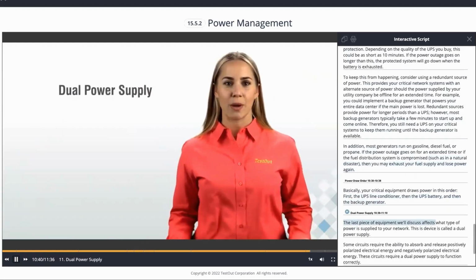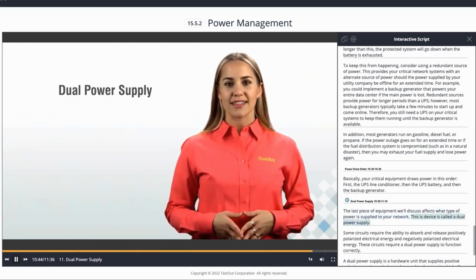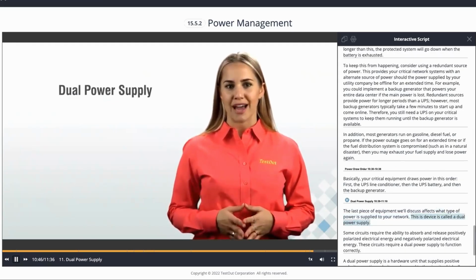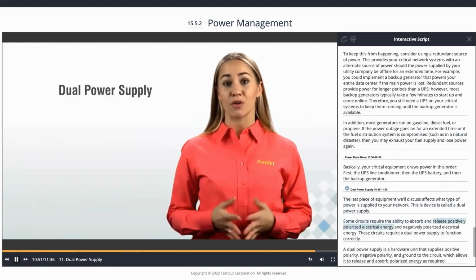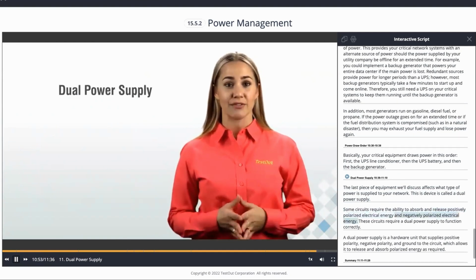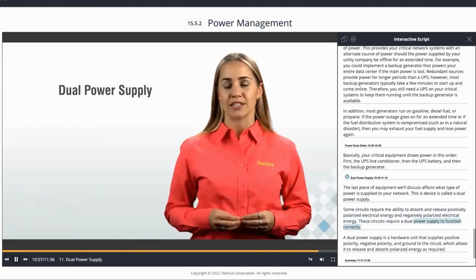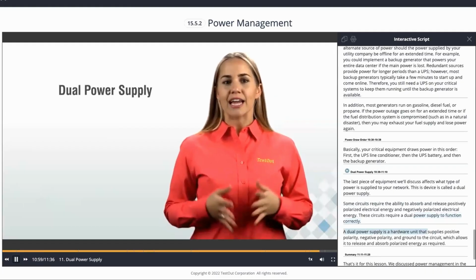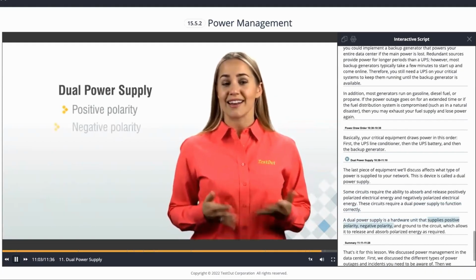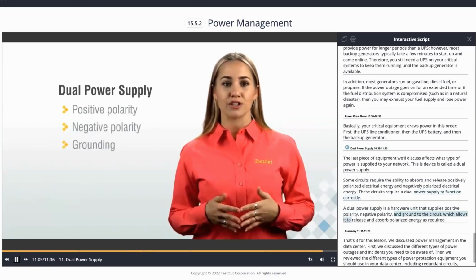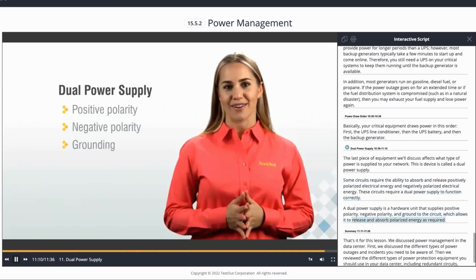The last piece of equipment we'll discuss affects what type of power is supplied to your network. This device is called a dual power supply. Some circuits require the ability to absorb and release positively polarized electrical energy and negatively polarized electrical energy. These circuits require a dual power supply to function correctly. A dual power supply is a hardware unit that supplies positive polarity, negative polarity, and ground to the circuit, which allows it to release and absorb polarized energy as required.